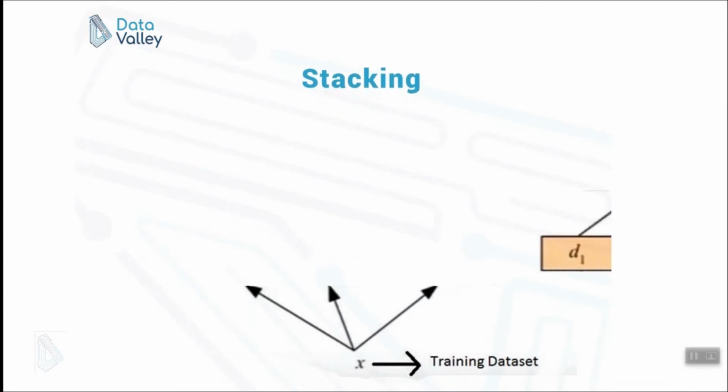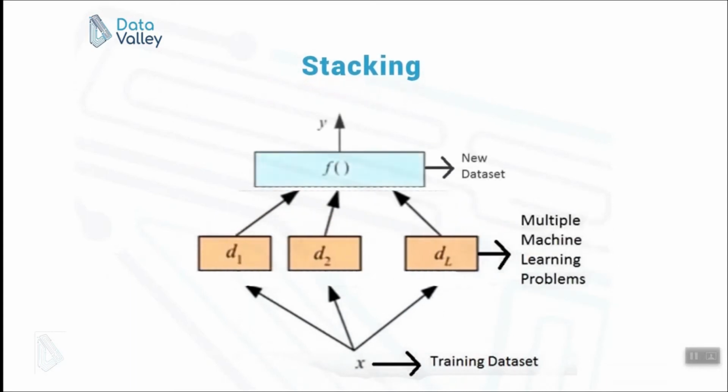As this graph shows, we have some training dataset, then we train multiple machine learning algorithms which are denoted D1, D2 to DL. Then we use all these predictions to get a new dataset afterwards. We train a new combiner or final machine learning algorithm upon these predictions.